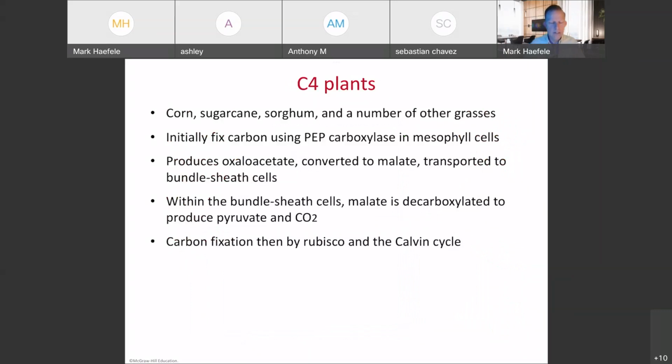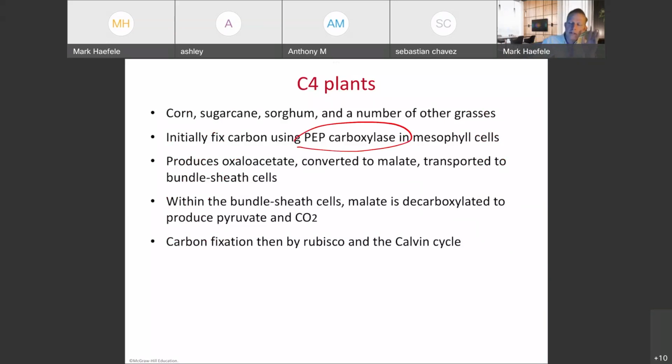And so that's kind of our C4 plants, right? So we have corn, sugarcane, sorghum, things like that. Lots of very weedy growing types of plants. The important thing is that initial step is driven by PEP carboxylase. Remember, that makes all the difference.